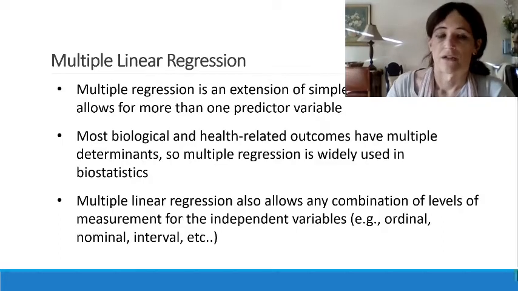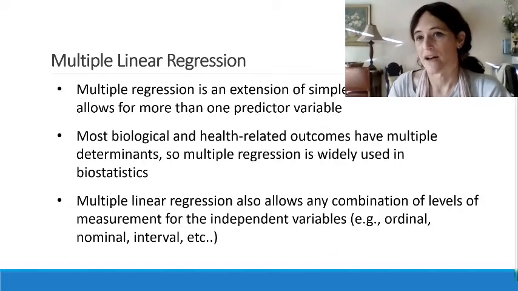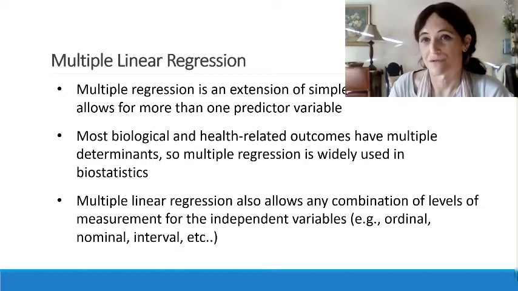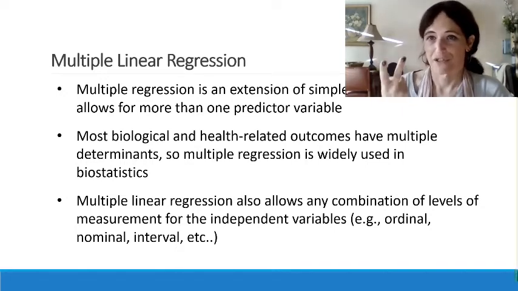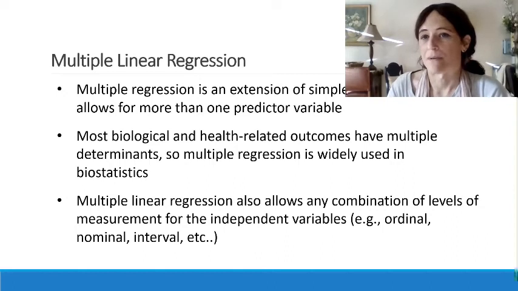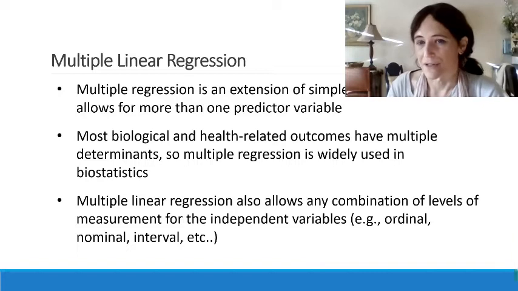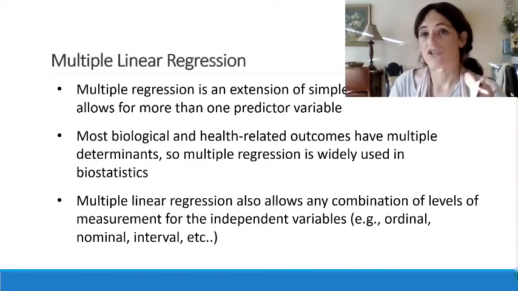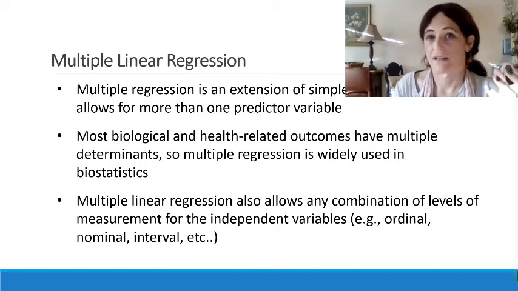So already, if we've done that with a variable like obesity status, we've moved into multiple linear regression, because we have 2 indicator variables. But multiple linear regression is much more powerful than allowing us to do multi-category indicator variables. We can actually include any number of continuous interval ratio level measures. We can include ordinal measures. We can include dummy coding variables like I just described. So it's an extension of simple linear regression that allows for more than 1 predictor variable.